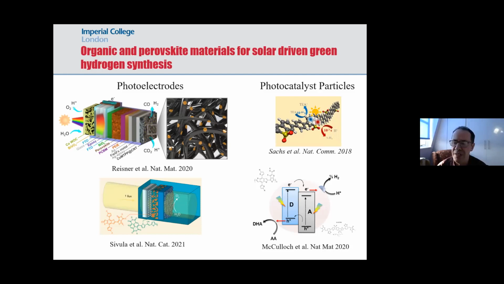And for materials which I've been talking about today, these organic and perovskite semiconductors are finding increasing application, both as photoelectrodes and as photocatalyst particles for making green hydrogen. You can see some examples here. I'm just going to give a little more detail on some of those areas. So this is the idea that you can have either an organic or a perovskite solar cell embedded in a photoelectrode, in this case, either to oxidize water to oxygen, or here actually reducing protons and CO2 to CO and hydrogen. Or we can have particles, polymers in this case, suspended in water, which when you shine light on them are making hydrogen from water.